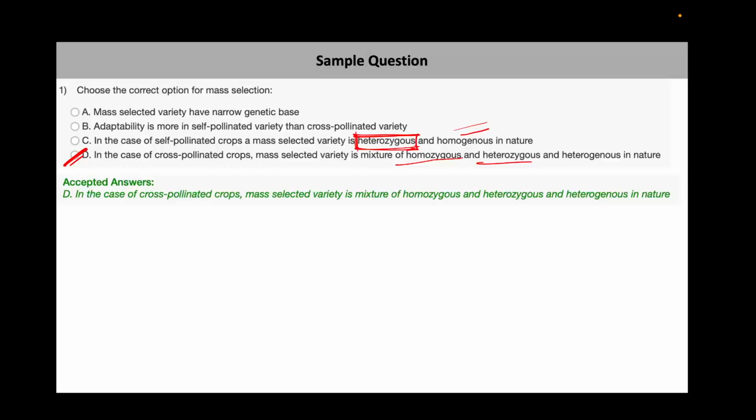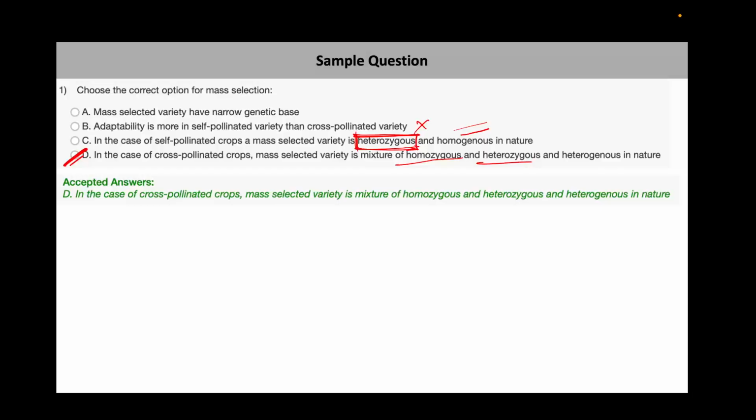The second option was that adaptability is more in self-pollinated variety than cross-pollinated variety. No, it has basically nothing to do with mass selection. And also, if we talk in terms of adaptability, adaptability will be more in cross-pollinated variety, because it comes from a mixed population, which gives more chances of survival than in case of self-pollinated variety.